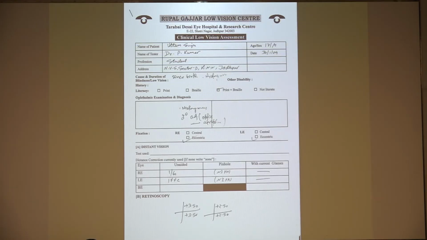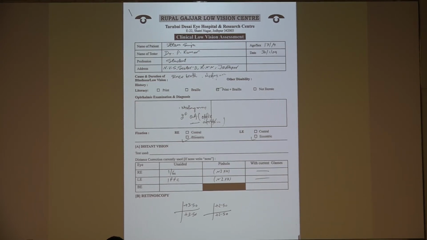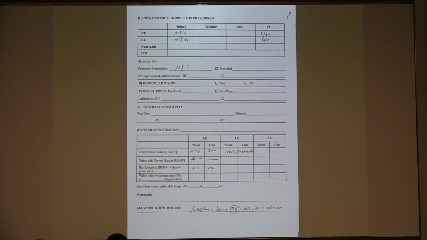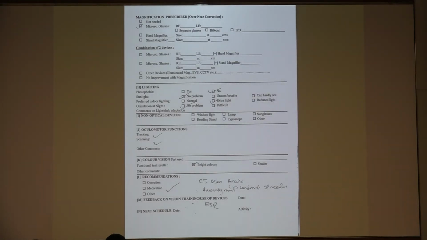So here is an example from our low vision clinic sheet, where in this patient with nystagmus and secondary optic atrophy, the distance vision is not improved, but with the near vision correction, the near visual acuity improved from N36 to N12. So we prescribed these near vision devices, low vision devices, for him.